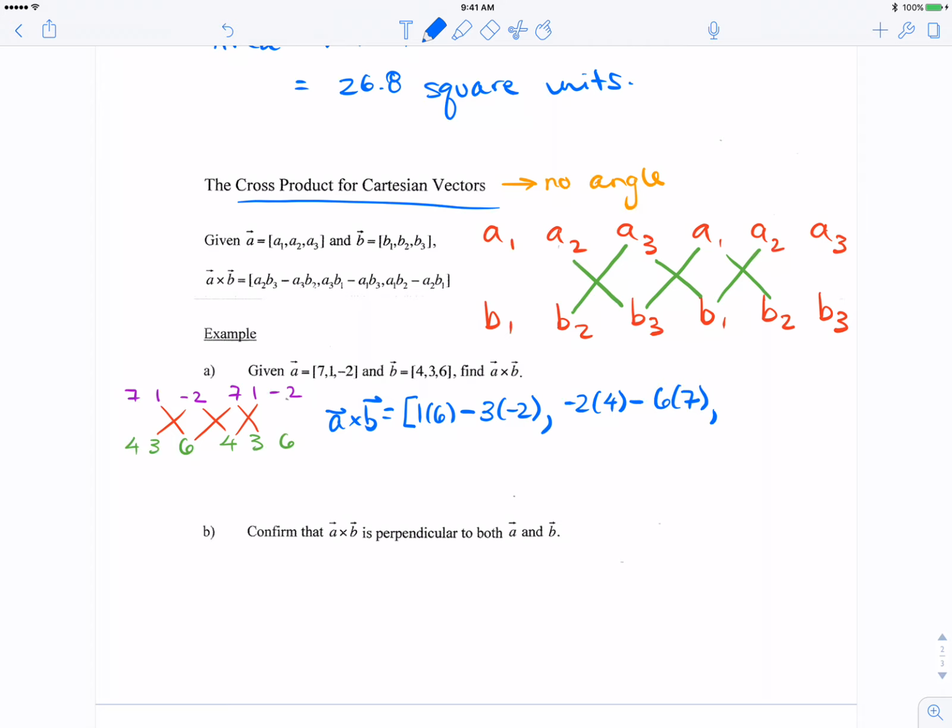7 times 3, subtract 4 times 1. And I get the cross product, which is also a vector. 12, negative 50, 17. So that's that C that's perpendicular to the plane.